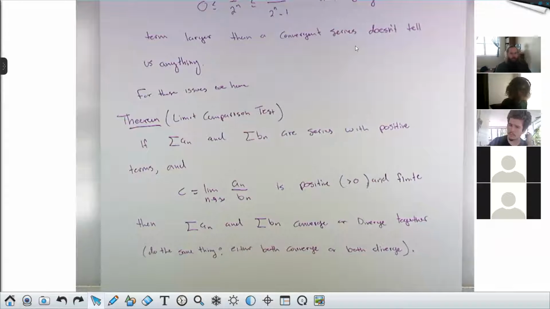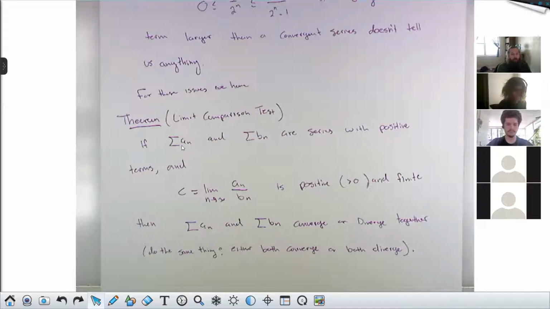So this is a way of saying two series are very similar. If the limit as n goes to infinity of an over bn is positive and finite, then the series sigma an is very similar to the series sigma bn, so much so that they do the same thing. If one of them converges, so does the other. If one of them diverges, so does the other.